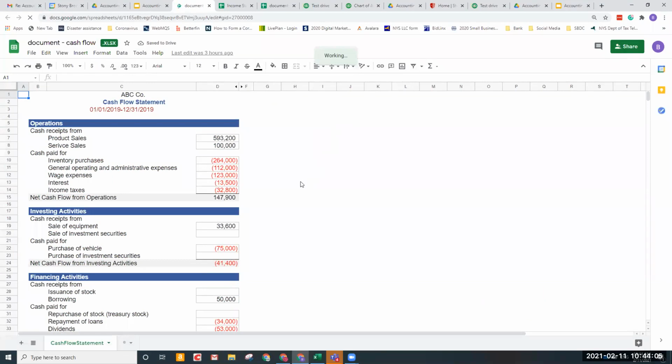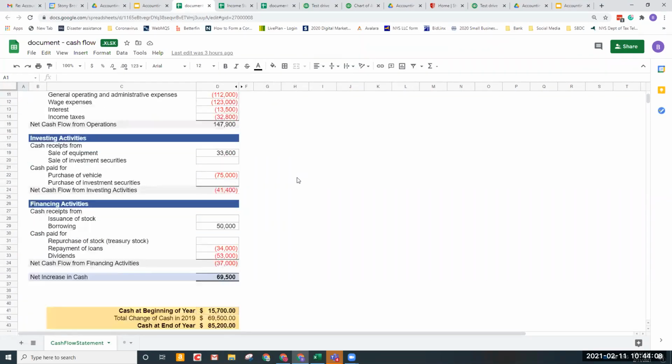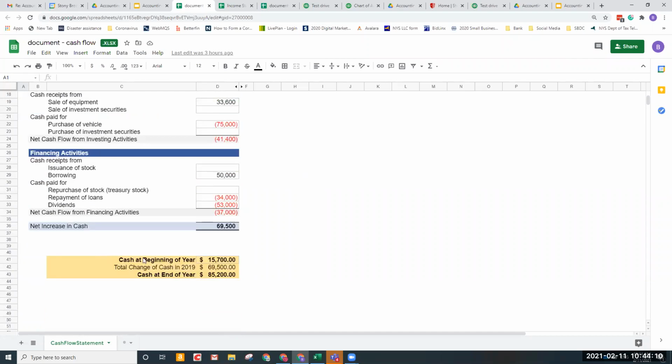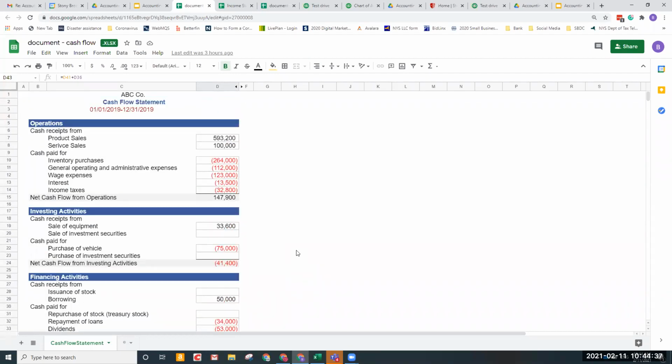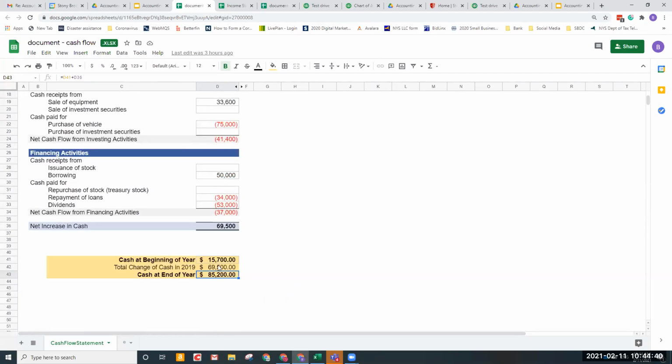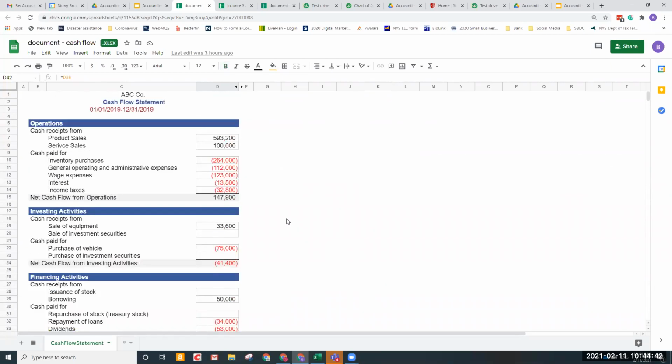So in this example, first, if we skip down to the summary, we can see the actual change of cash for this covered period is a positive 69K, which changed the company's cash status from 15 to 85K. Now let's go to the major line to get a better picture of where this 69K comes from.